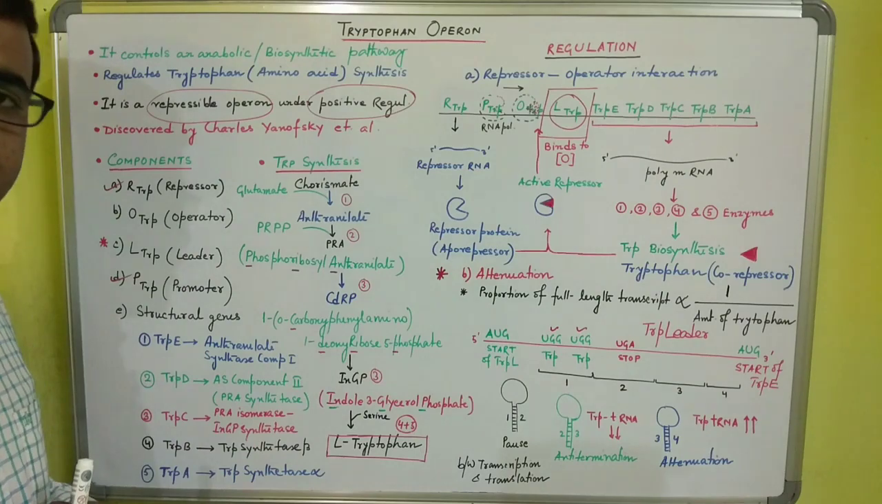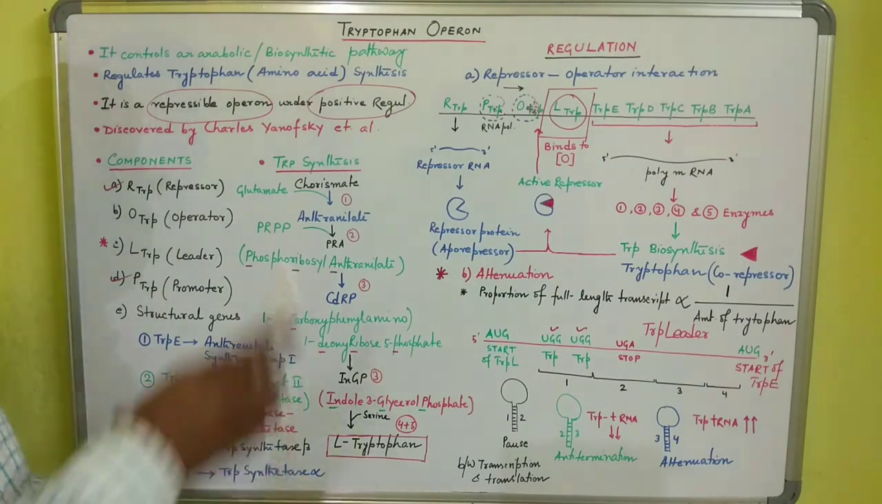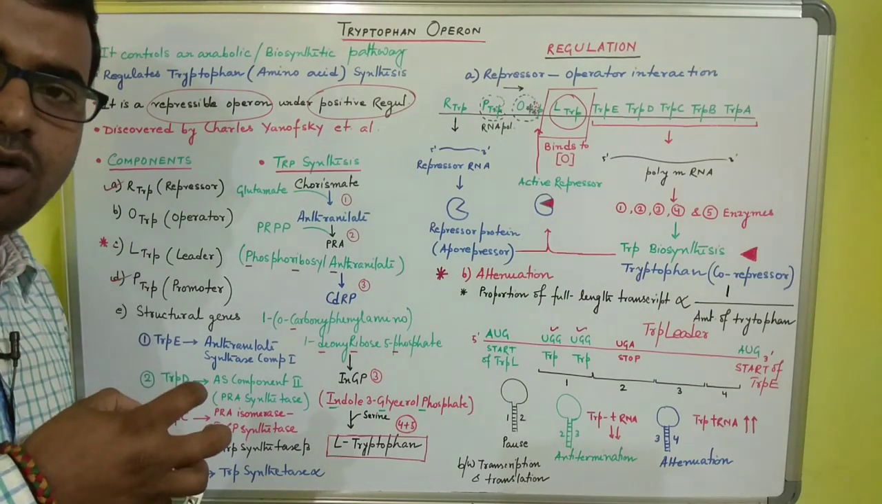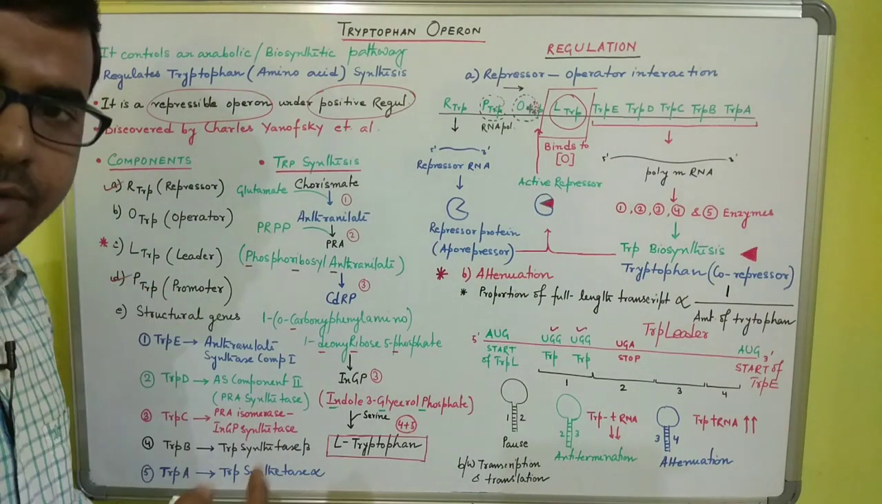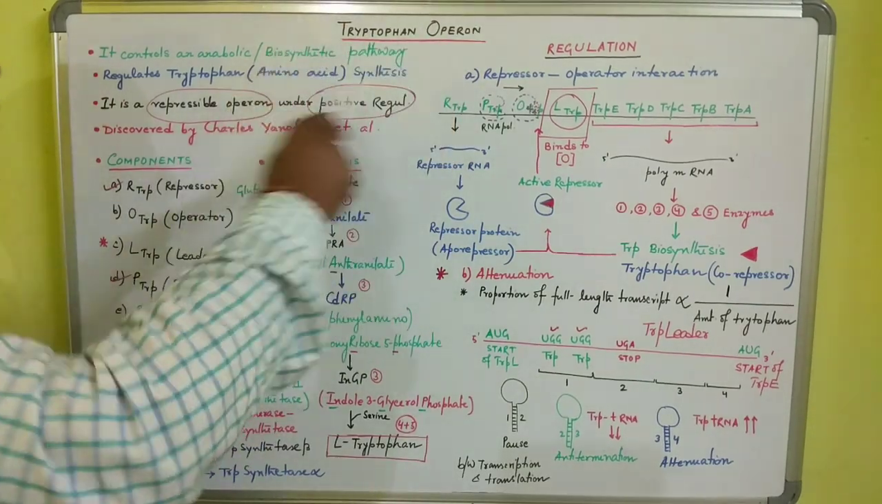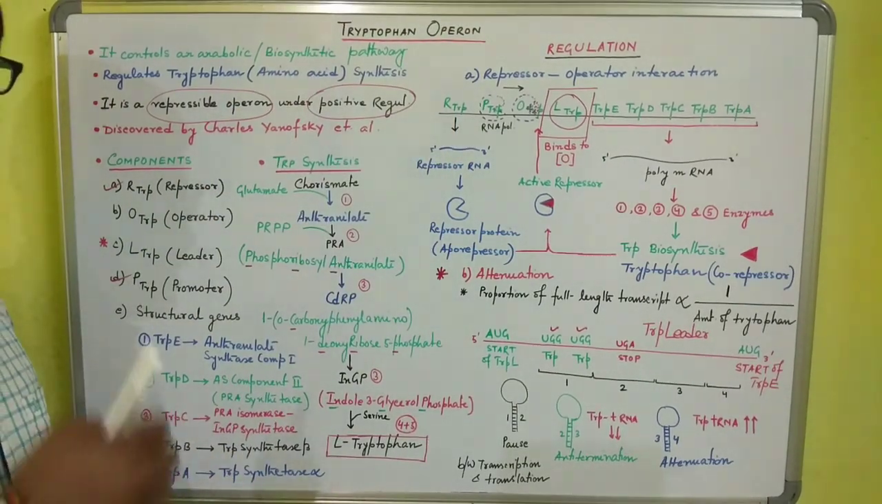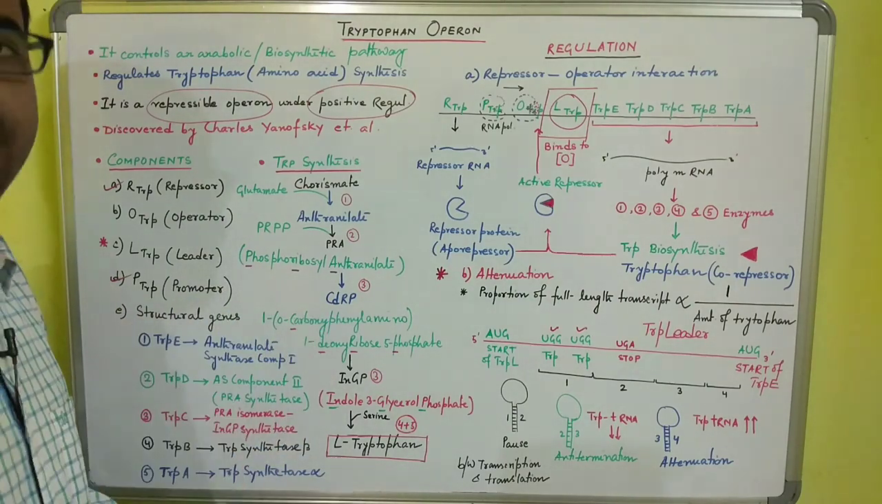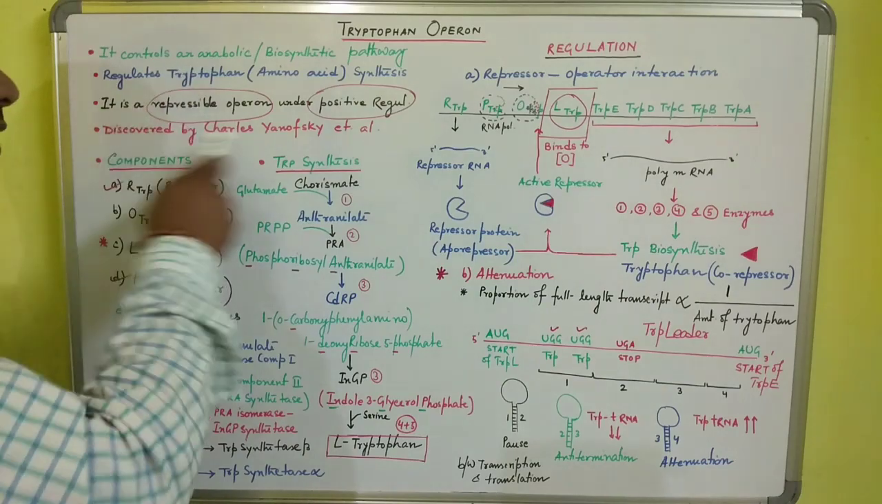Now, the tryptophan operon is regarded as a repressible operon. That means the presence of a repressor molecule will inhibit the transcription of the structural genes present in this operon. As a result, the formation of tryptophan, or its biosynthesis, will be inhibited. That's why it is called repressible.